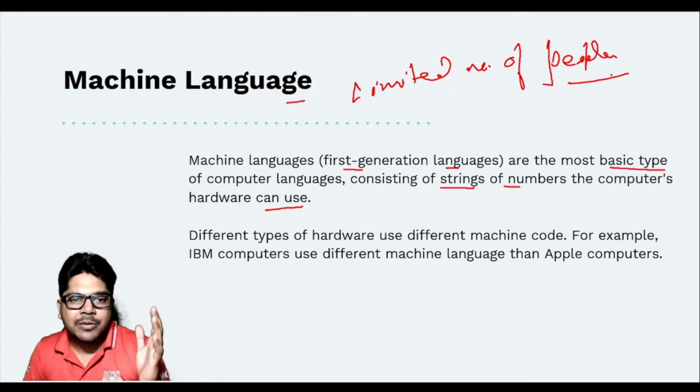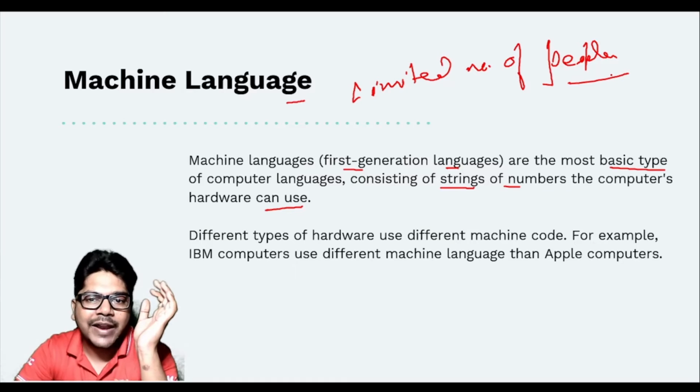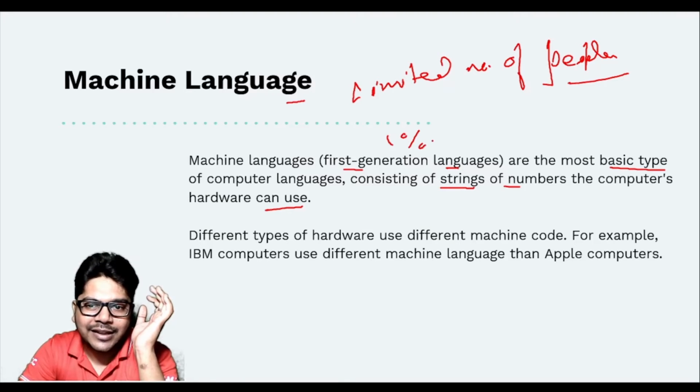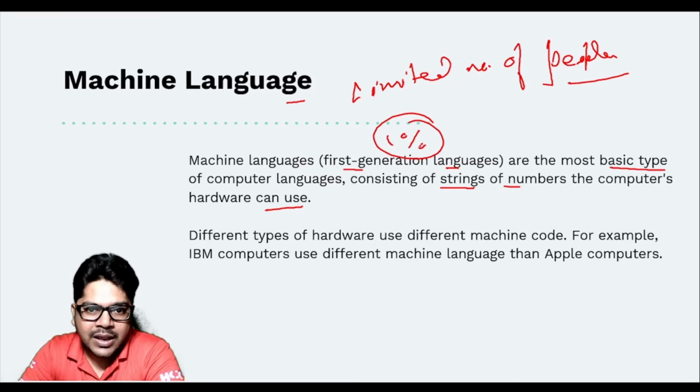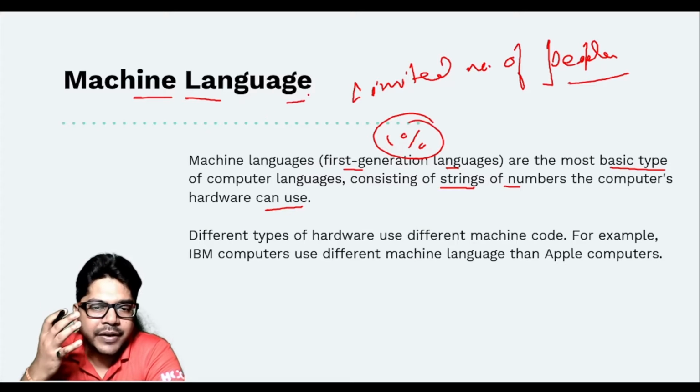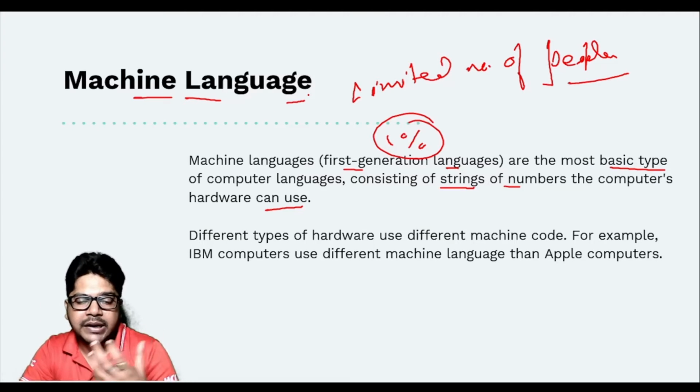When you talk about machine language, you will hardly find 1 or 2% of coders. This is just my guess, I am not talking about any data. Because I have seen a lot of coders, but I have hardly seen anyone who uses machine language. They are a very specific group of people who do a very specific task.